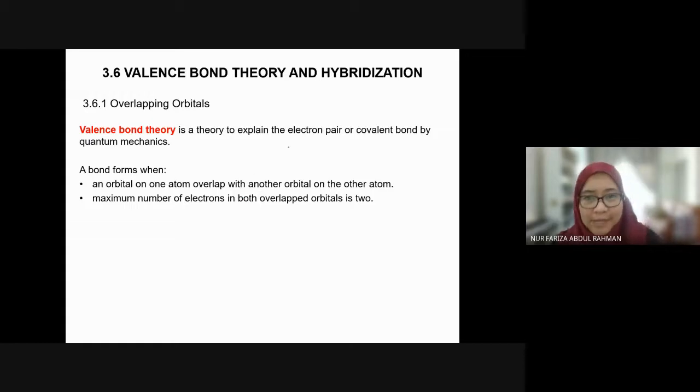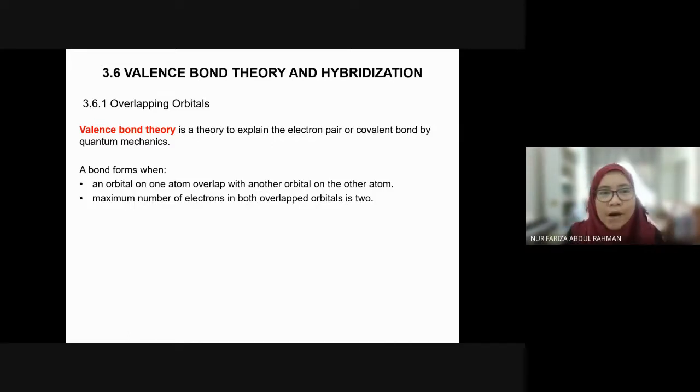It's a theory to explain the electron pair or covalent bond by quantum mechanics. A bond forms when an orbital on one atom overlaps with another orbital on the other atom, and the maximum number of electrons in both overlapping orbitals is 2. We need this valence bond theory to guide us on how the bond actually forms. We do have Lewis theory. We know that they share electrons in order to form a bond.